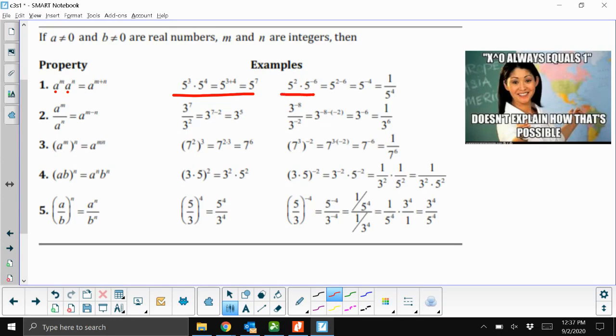So let's take a look at this one. We've got the same base, so we add up 2 and negative 6, and we get negative 4. So 5 to the negative 4. But since we have a negative exponent, we need to move it to the denominator to make it positive.